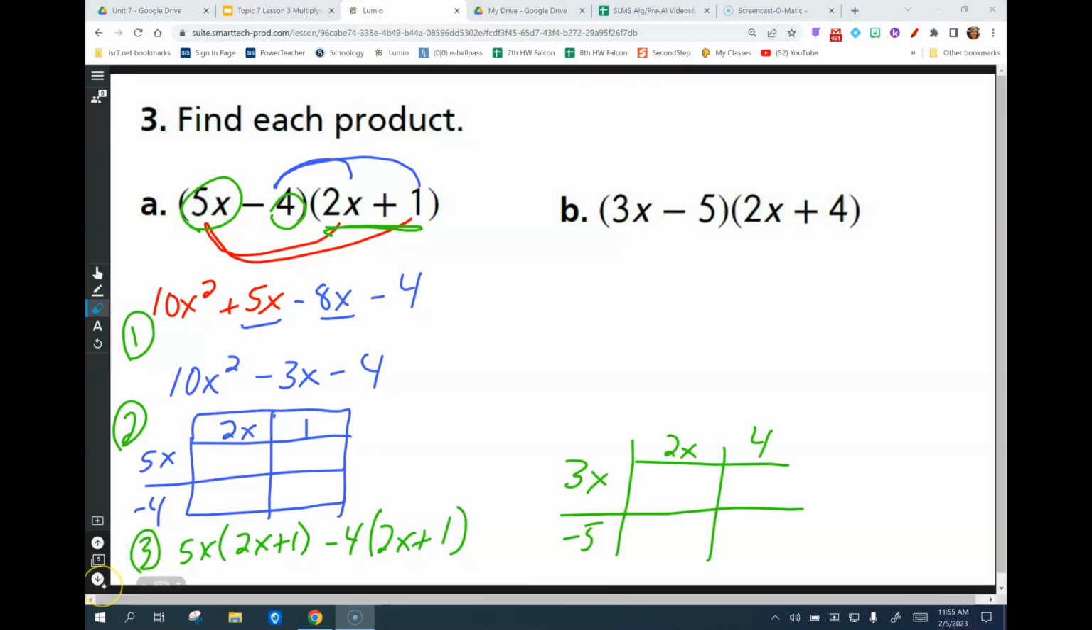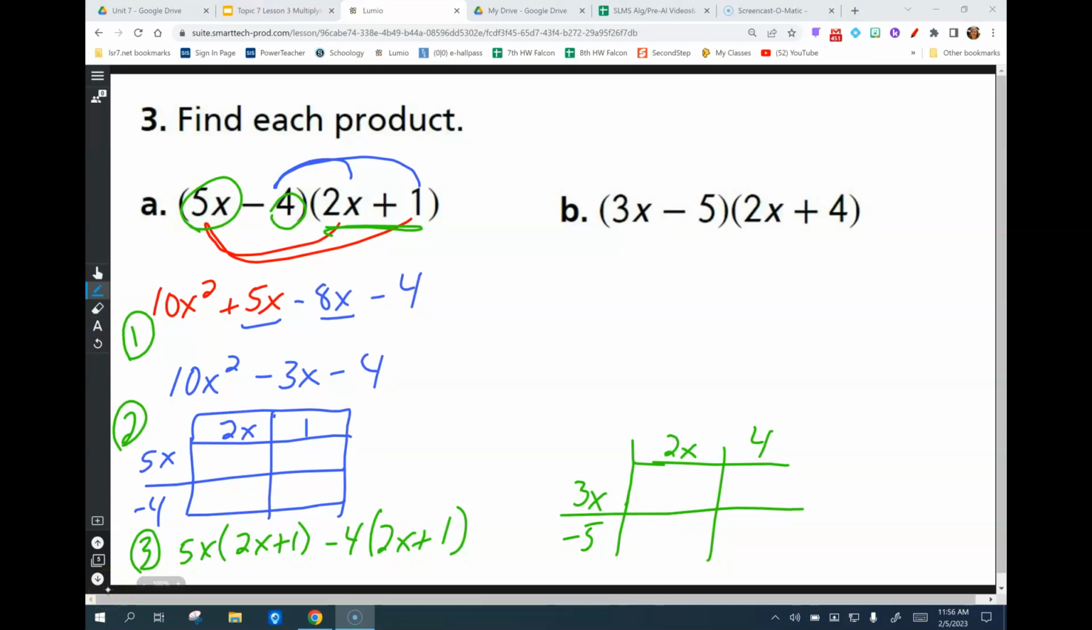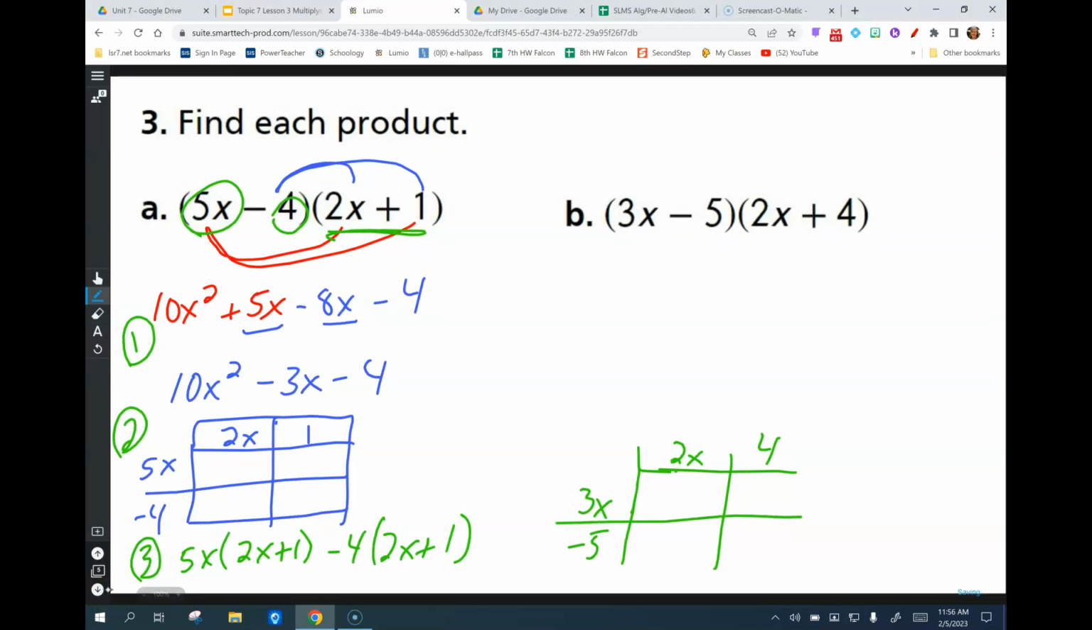Go. So if you're doing it by box method, whoops, I just moved the 3, and now I just erased it. So if you're going to be doing the box method, you're going to take 3x times 2x, and then 3x times 4, and negative 5 times 2x, negative 5 times 4. Okay, so that would have been a 6x squared, 12x, negative 10x, and a negative 20 to give you 6x squared plus 2x minus 20.